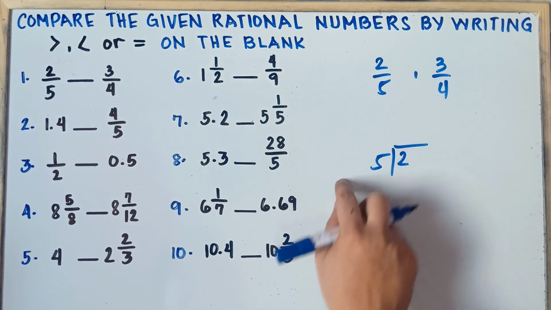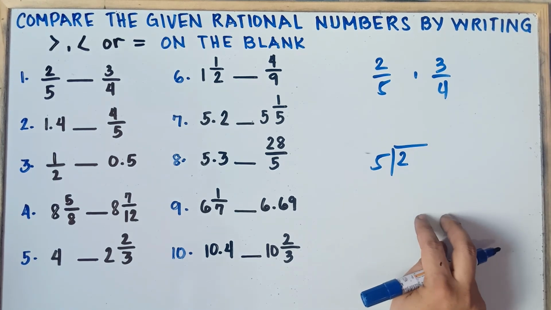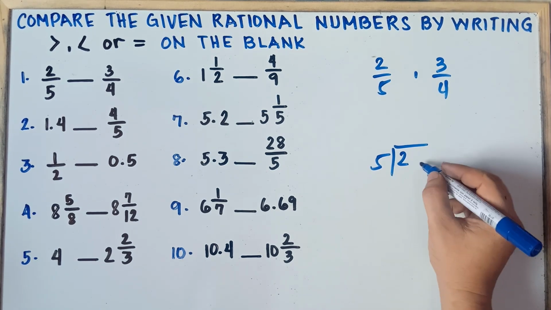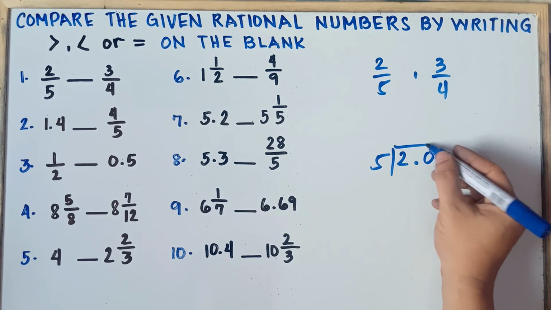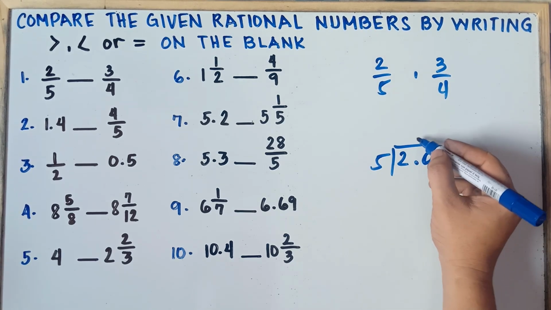Just simply divide 2 divided by 5 and you will get the answer. 3 divided by 4 and you will get the answer, and then you can compare. So 2 divided by 5, that cannot be. We need to add 1 0. You borrow 1 0, you put a point, then add 1 0. Now once you put a point here, you also put a point on the top.